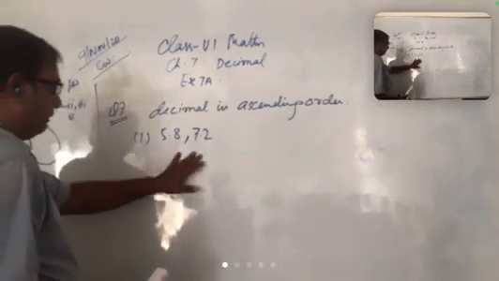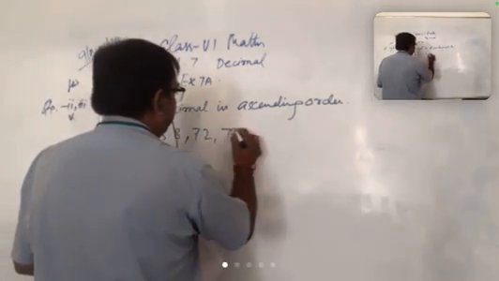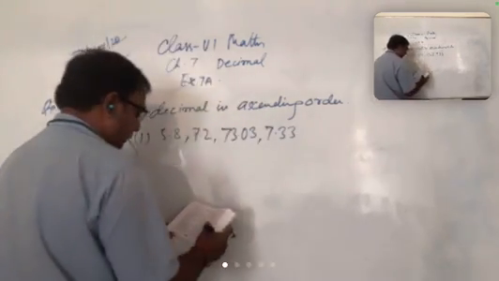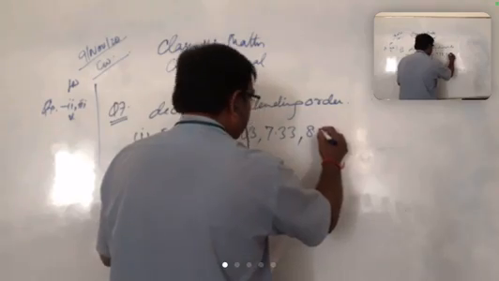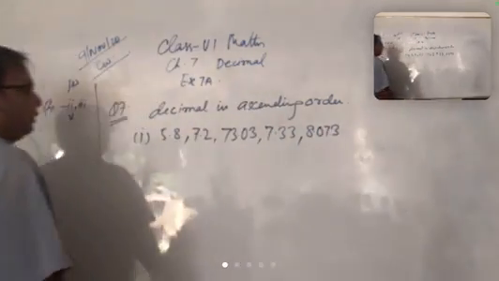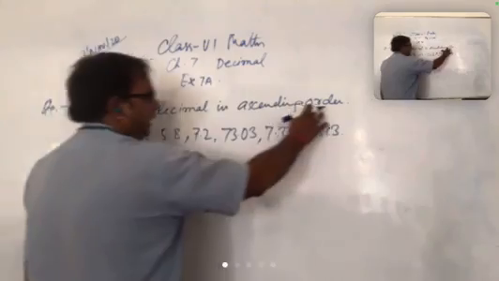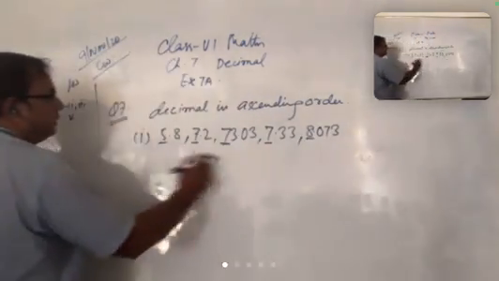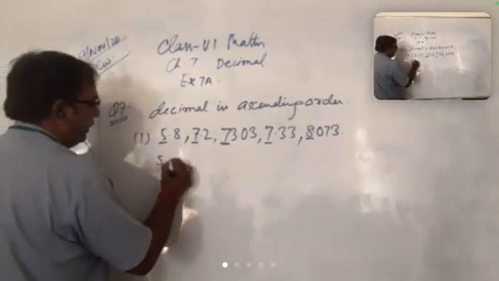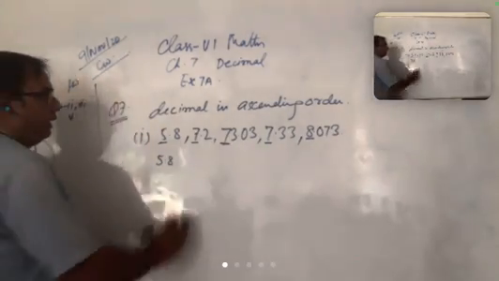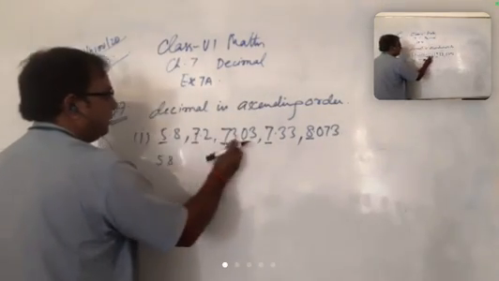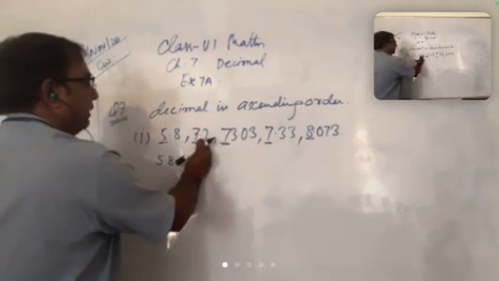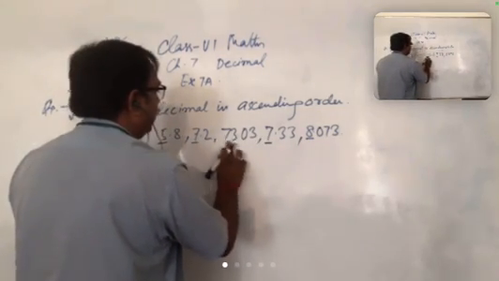Now the 5.8, 7.2, 7.3.03. Next is 7.33 and next is 0.0 this. So we have to write the ascending order. So first we check with the whole number. Out of this, 5.8 is the smallest number. So we write here. No change in this. Now the next question for this, the 7, 7, 3 are the same. See, this is 7 and this is 7 and this is 73. Sorry. This is 73.